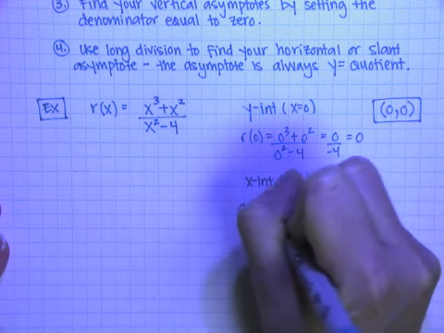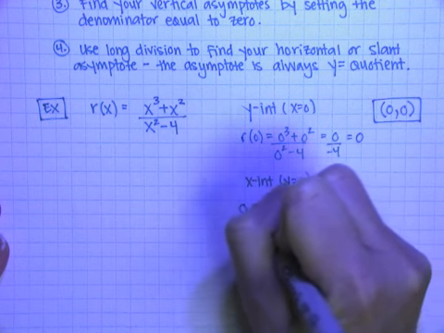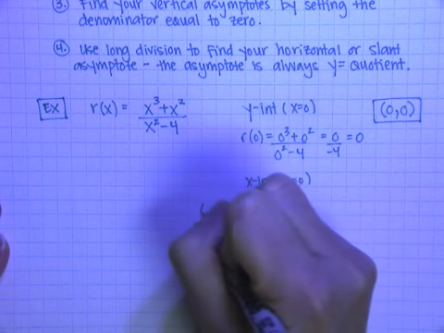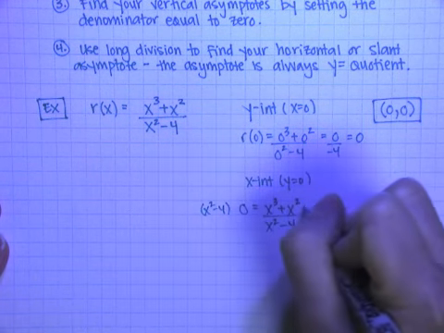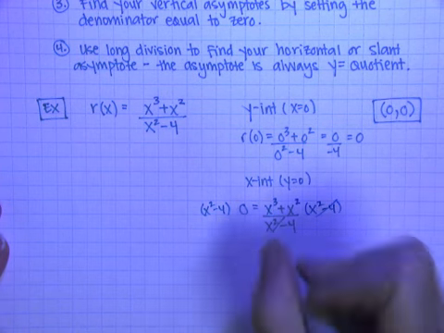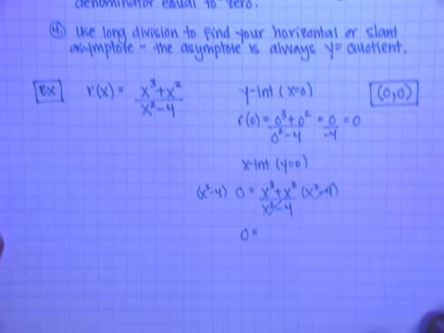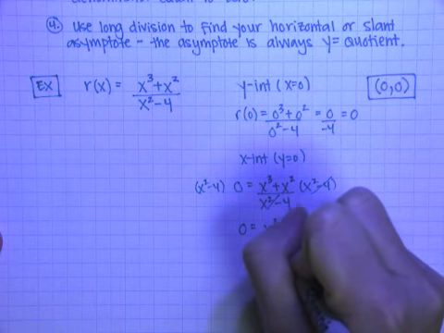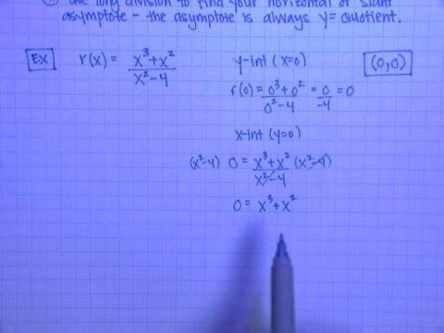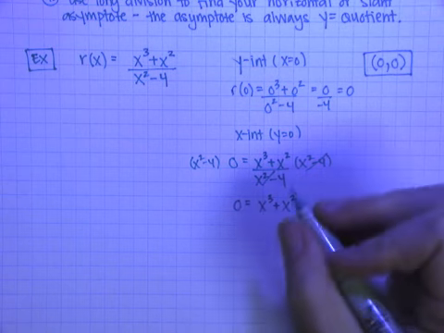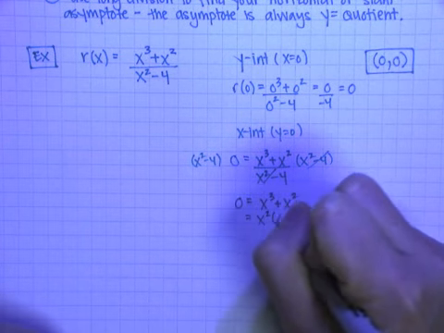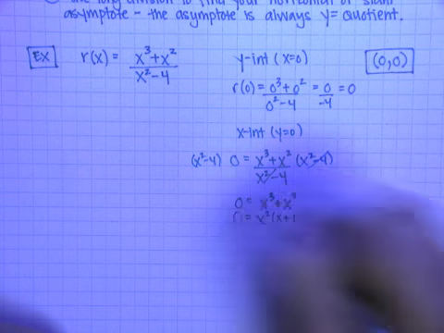So I have 0 equals x cubed plus x squared over x squared minus 4. I can multiply both sides by x squared minus 4 to cancel it out of the denominator. When I do that, 0 times anything is 0. And so I get 0 equals x cubed plus x squared. Since there's more than one x in this problem, we're going to have to factor to solve this. So I see that I can factor out an x squared, and I'm left with x plus 1.